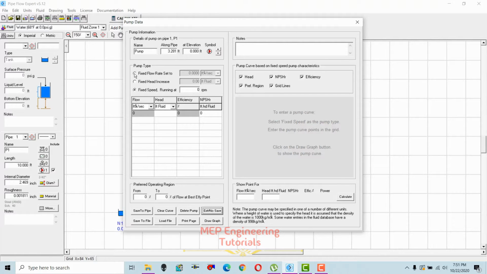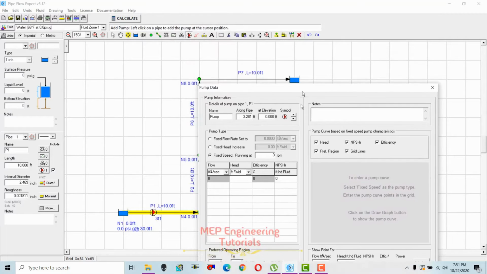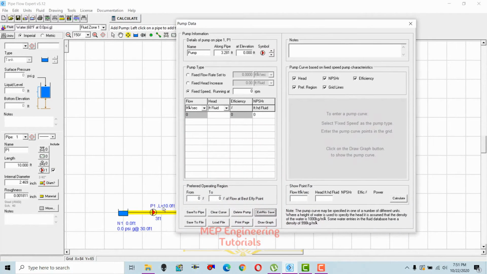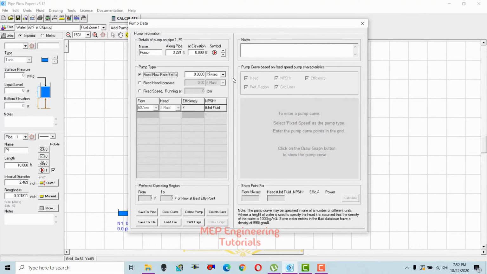So if I know the total demand for these two tanks, let's say it's 200 GPM, I'm going to use this fixed flow rate. The pump will produce a fixed flow rate of 200 GPM. So as per demand, I'm going to select this fixed flow rate set to, I will change the unit to US gallons per minute. Let's say it's 200. I will select this one and it's saved to the pipe.